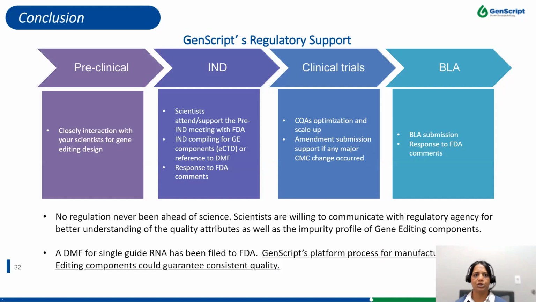As the customer approaches the biological license application phase, we assist them with the BLA documentation and support them in responding to any FDA comments. Overall, GenScript ensures consistent manufacturing, and collaborates with the customer on major changes to assess their potential impact on safety and efficacy throughout the different trial phases.